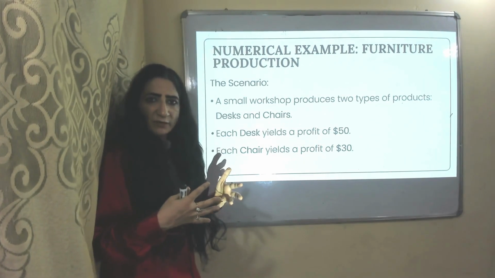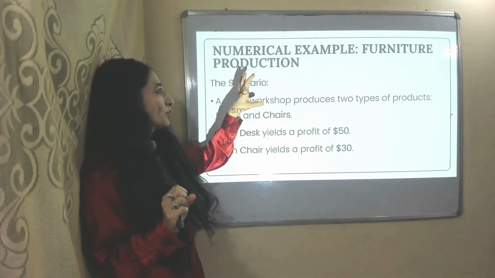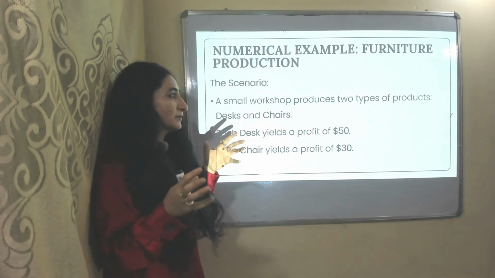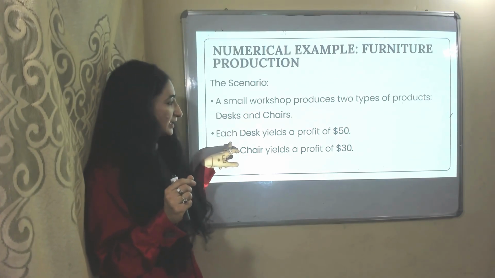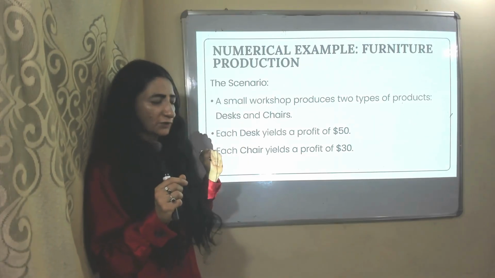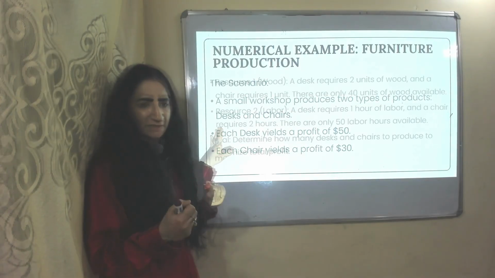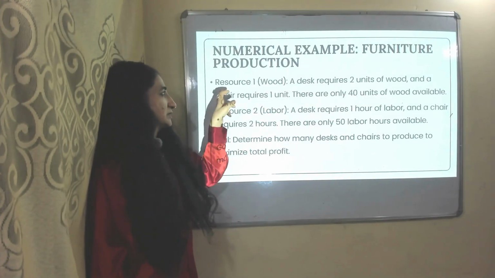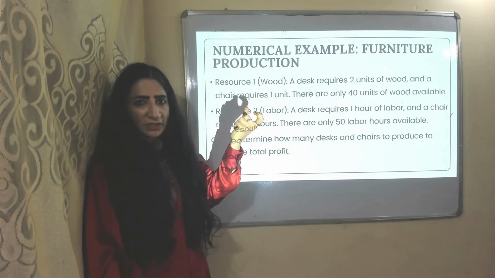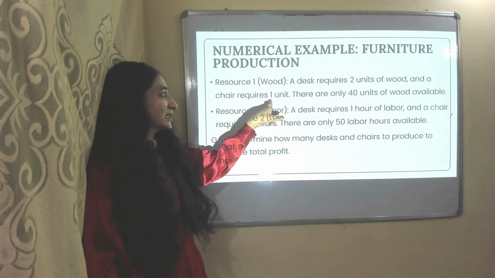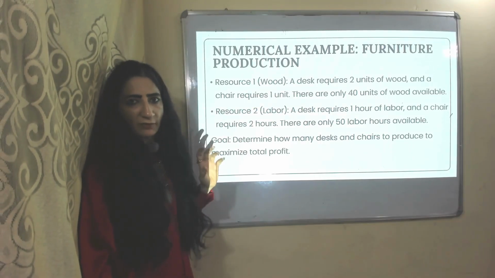Now step by step we formulate linear programming with the help of one example. There is one furniture producer who wants to produce two types of product, a desk and a chair. Each desk gives him a profit of $50 and each chair gives him a profit of $30. The shopkeeper has two resources. Resource one is wood. Each desk requires 2 units of wood and each chair requires 1 unit of wood. But there are only 40 units of wood.